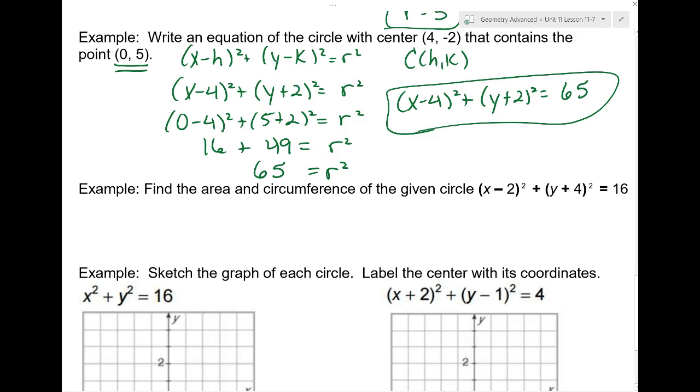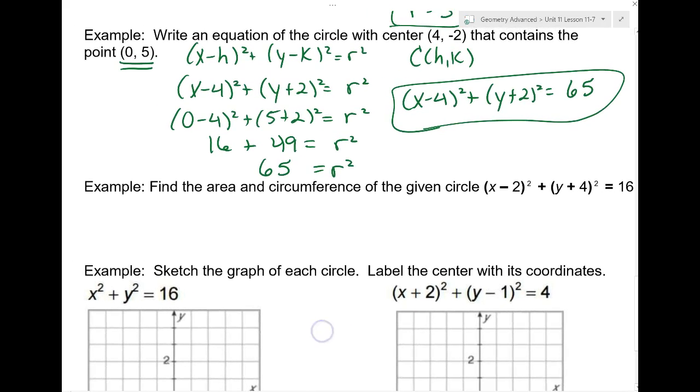The radius, and what else? I heard it, louder. Isn't the midpoint of your diameter your center? So think about it. If you have a question I don't give you, think through the process a little bit. All right, now look at the next one. It says find the area and circumference of the given circle.